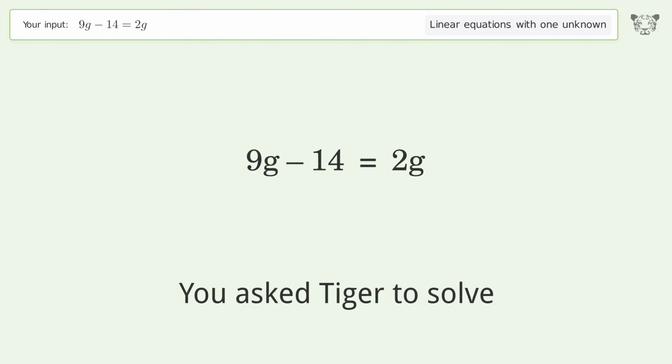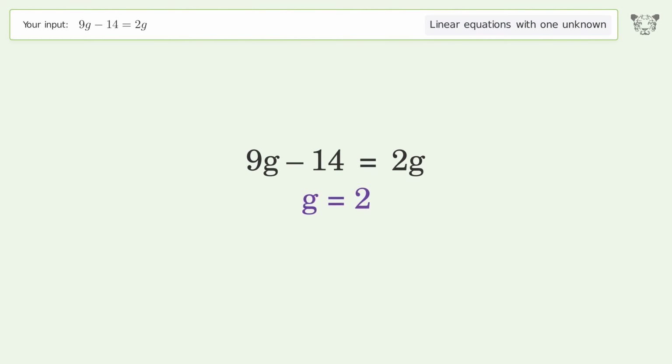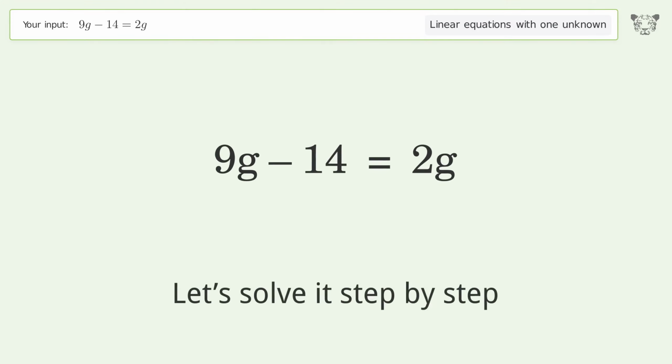You ask Tiger to solve. This deals with linear equations with one unknown. The final result is g equals 2. Let's solve it step by step.